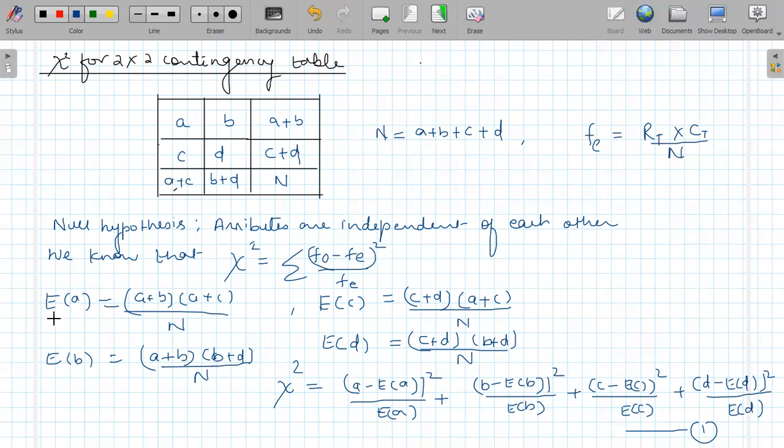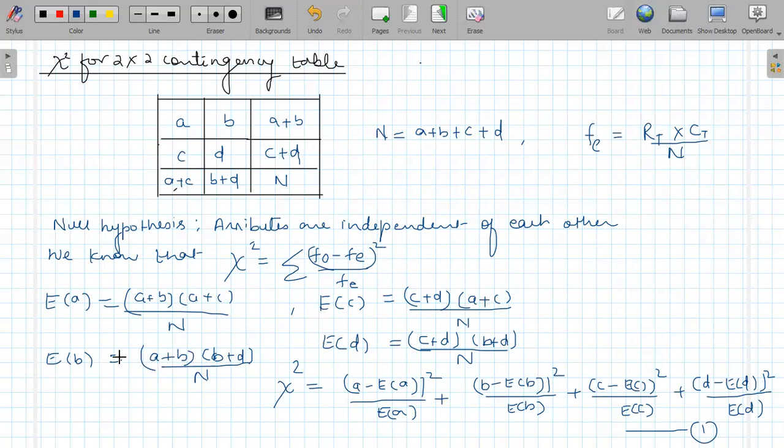So we calculate expected frequencies for each and every entry, that is expected value of A, expected value of B, expected value of C and then D. So first of all, let us find expected value of A. So we know that the formula to calculate expected frequency is row total into column total divided by N. Means the total of the entries of the row in which A lies, that is A plus B, and the sum of the entries of the column in which A lies, that is A plus C, whole divided by N.